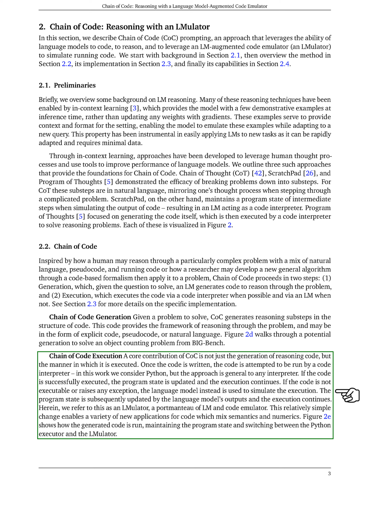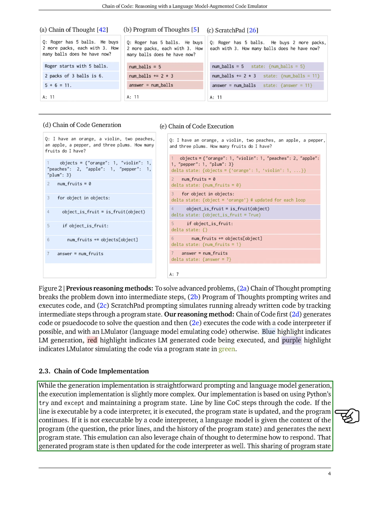The implementation of the chain of code is slightly more complex in the execution phase than in the generation phase. Our implementation is based on using Python's try and except and maintaining a program state. The chain of code steps through the code line by line. If a line can be executed by a code interpreter, it is executed, the program state is updated, and the program continues. If a line can't be executed by a code interpreter, a language model is given the program's context and generates the next program state.